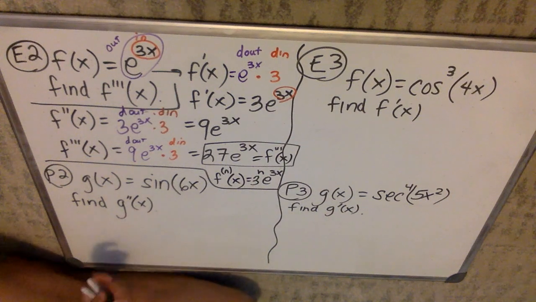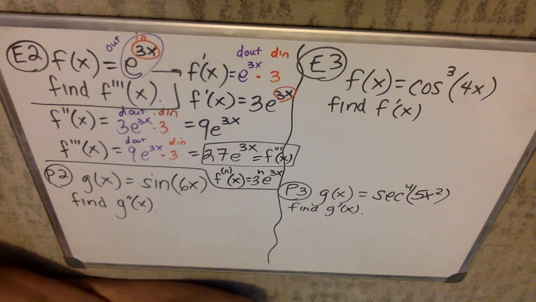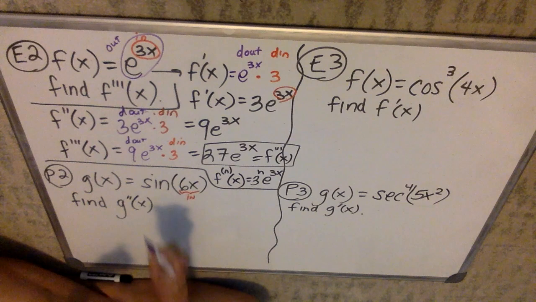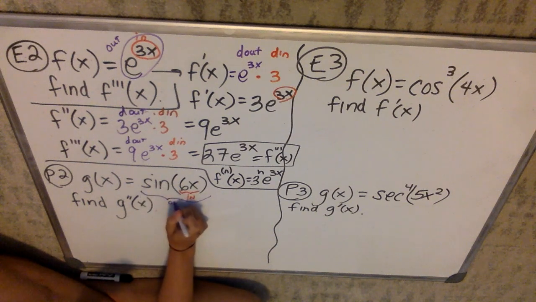P2 is similar to E2, except instead of an e to the 3x, we have a sine of 6x. So pause me now if you want. I'm going to go ahead and do the problem. So my inside function is usually the one that has the x, right? My outside function is the sine of some stuff, right?